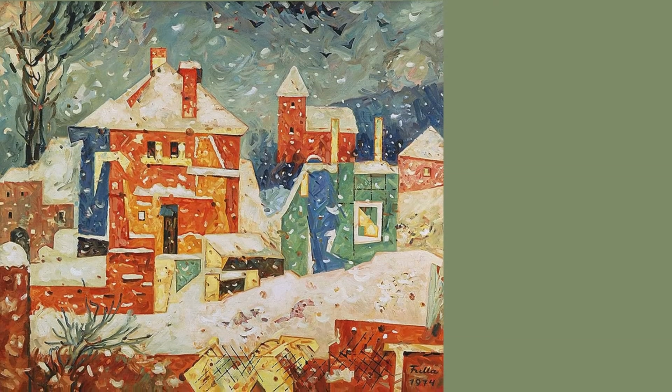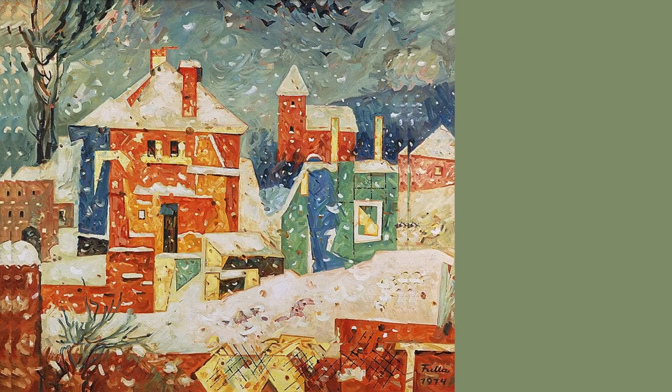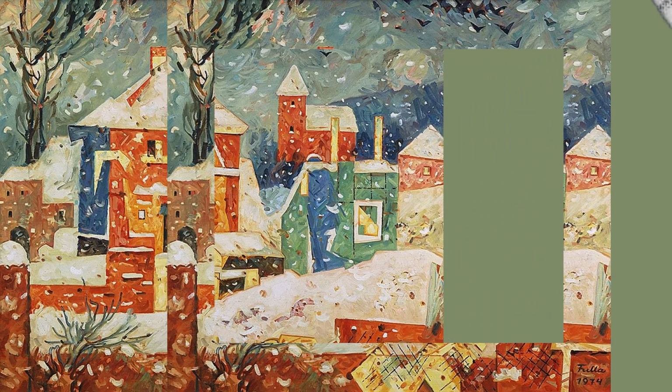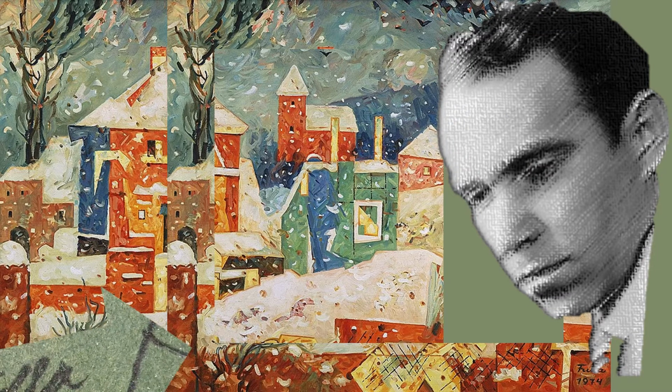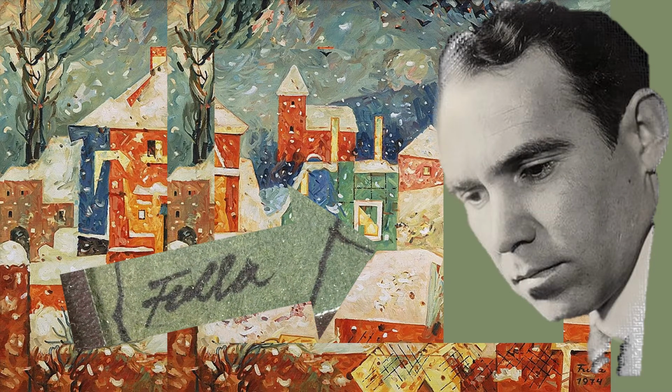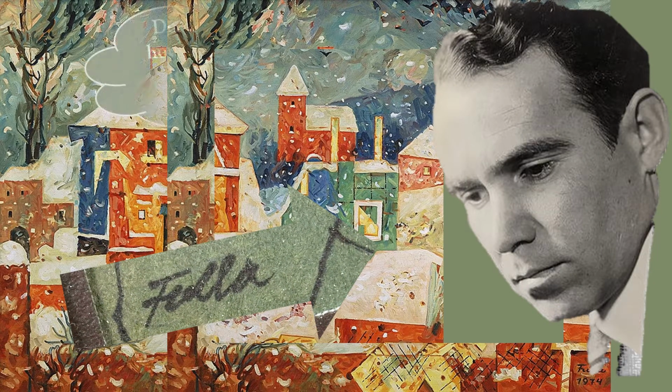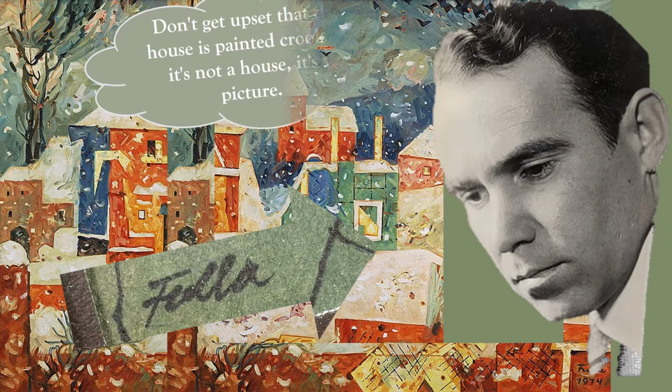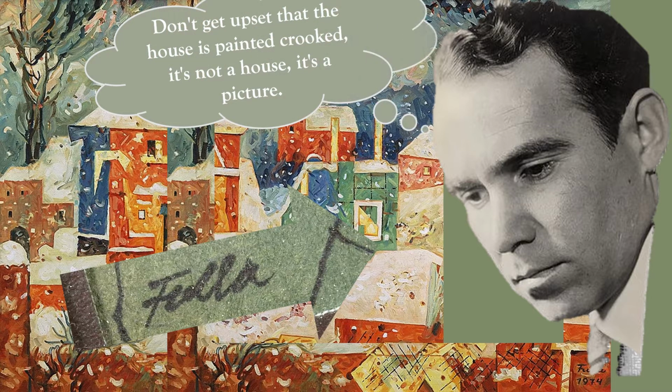Ľudovít Fulla was born on the 27th of February 1902 in Ružomberok. He died on the 21st of April 1980 in Bratislava. Fulla was a Slovak painter, graphic artist, illustrator, stage designer, art teacher and art educator.